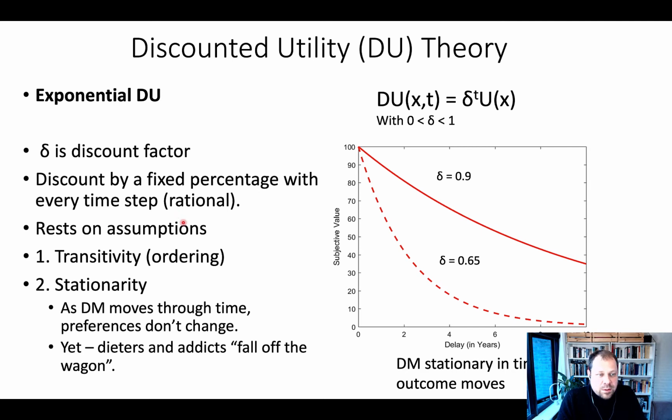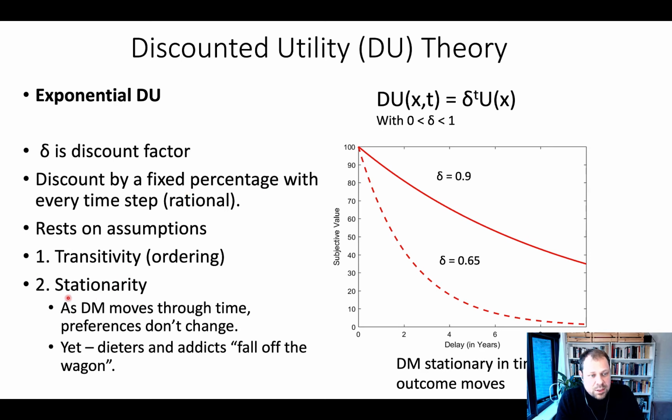This obviously rests on 2 assumptions. The first assumption is transitivity or ordering, and the second assumption is stationarity. Transitivity basically just means that if you choose $10 today over $11 in a week, you should also choose $11 in a week over $12 in 2 weeks. So basically stating that the ordering shouldn't change as different choice options are offered to you, because obviously we have a fixed percentage that's applied to this.